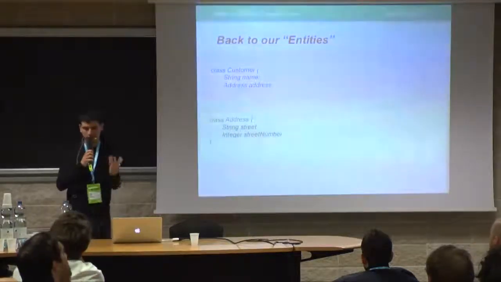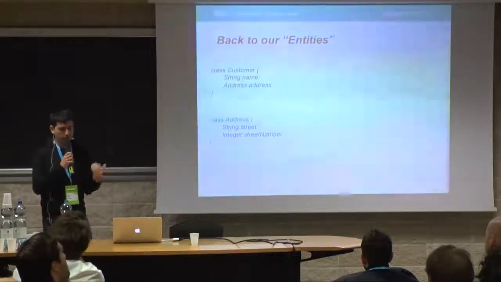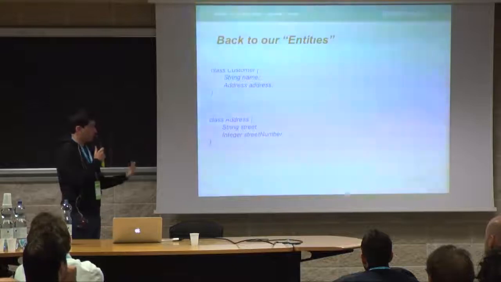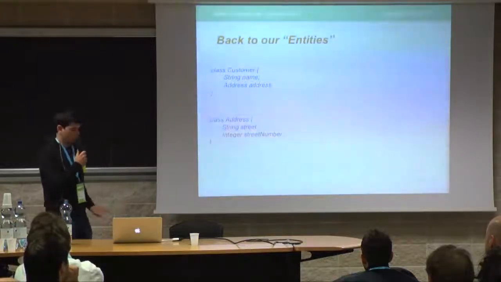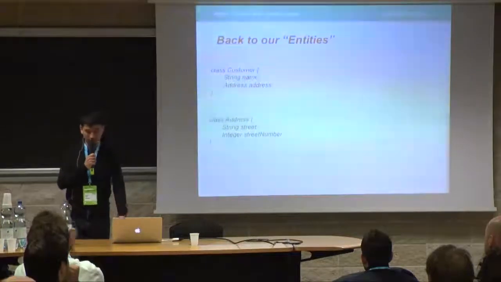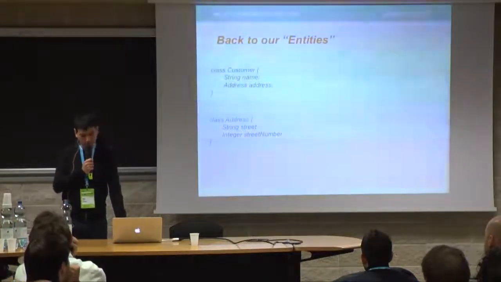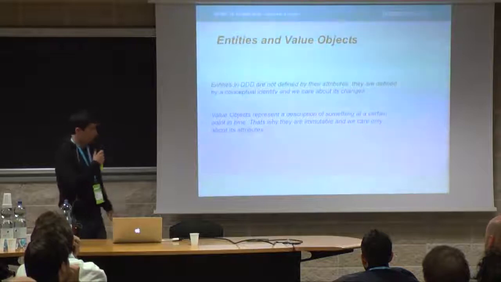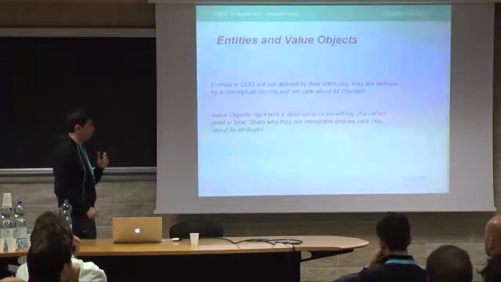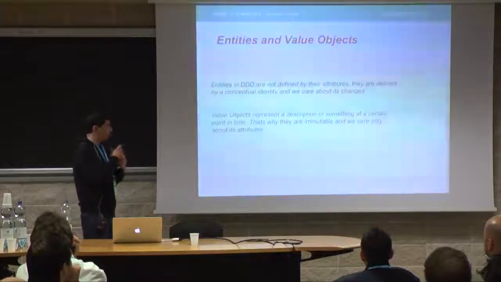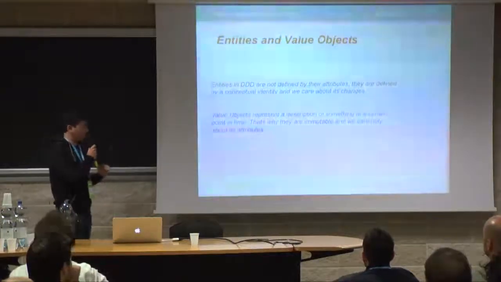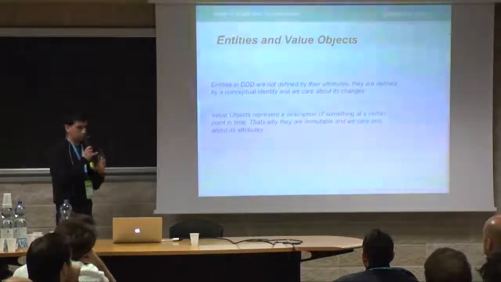I mean, the customer has an identity that is not based on the properties it has. Whereas the address, all we care about is the information inside the object, not the identity of that specific address. In fact, according to domain-driven design, we have entities that are unique based on a conceptual identity, whereas value objects are just values.